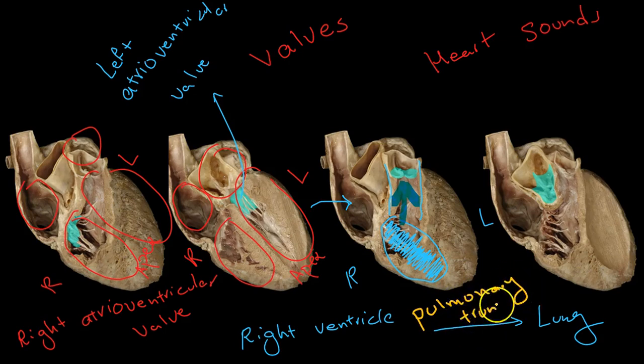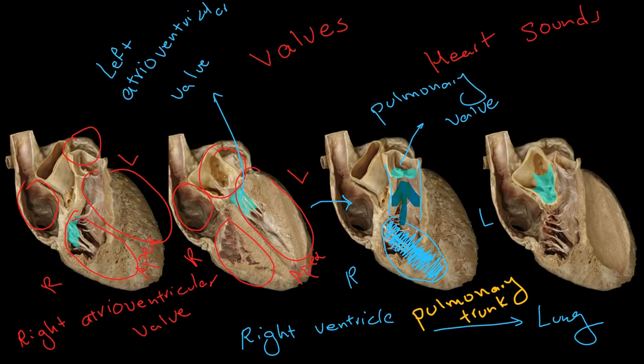As pulmono means lung. So the pulmonary trunk is carrying the deoxygenated blood from right ventricle to the lung. Okay, so what would be the name of this valve? We call this valve as pulmonary valve. Pulmonary valve gonna be found between the right ventricle and the pulmonary trunk. Okay, next one, look at this.